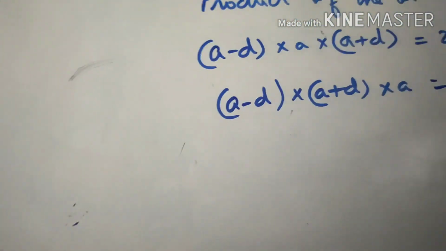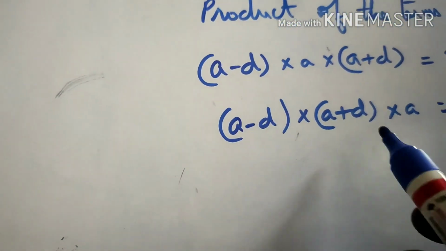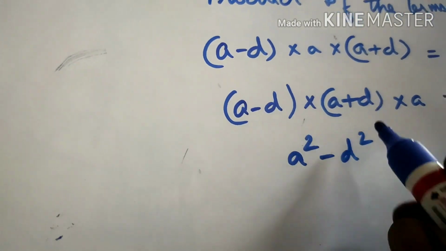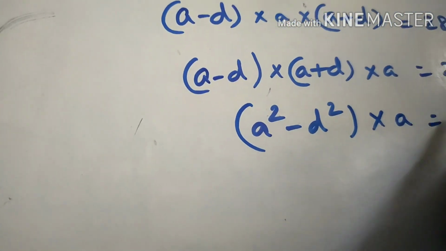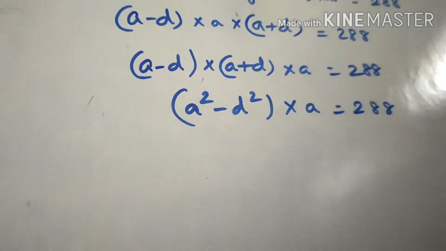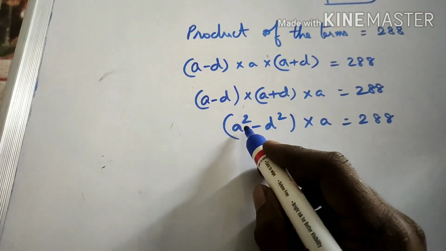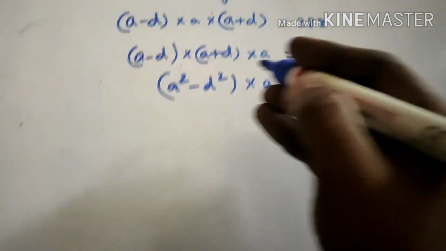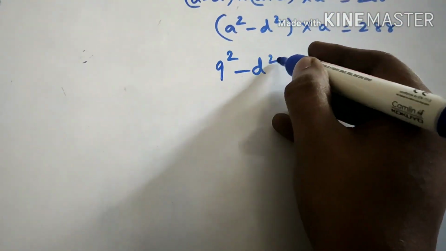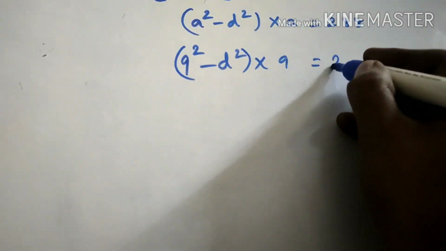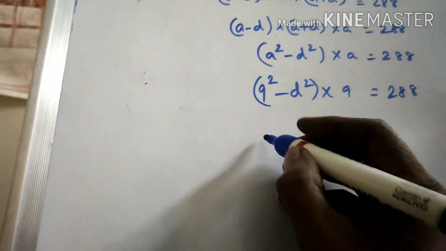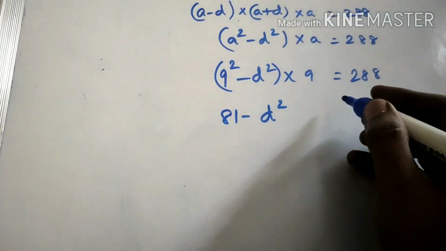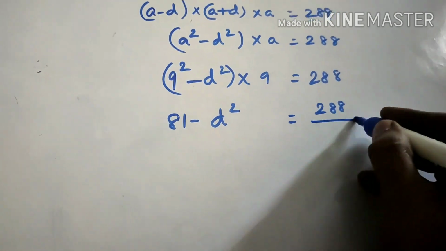Now what is the formula based on this? A minus D into A plus D is A square minus D square, the formula A minus B into A plus B. So A square minus D square, into A, equal to 288. Now instead of A, you can substitute the value 9. So 9 square minus D square into 9 equal to 288. What is 9 square? 81. 81 minus D square equal to 288 by 9.